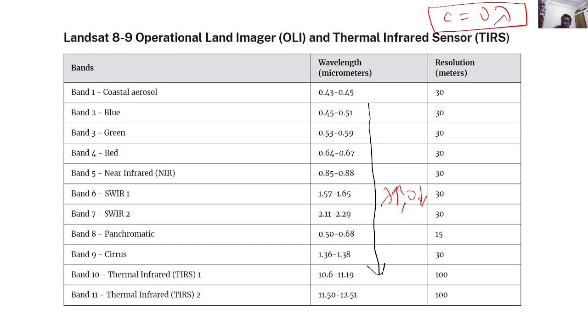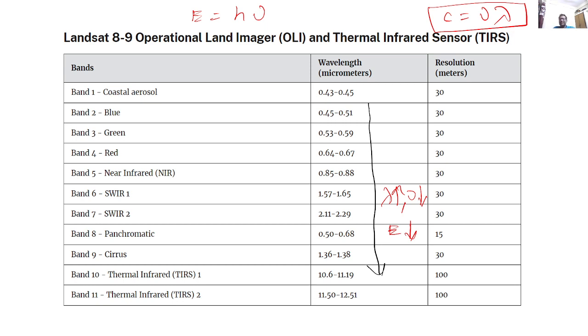So the frequency should decrease, and if the frequency is decreasing, the energy which can be detected by the sensor is equal to h nu. h is a constant, Planck's constant. Nu is decreasing, so the energy will also decrease as we move downwards. So in order to detect that small amount of energy, we would require a much larger area. And that is why the resolution is also increasing. As we move from, let us say, band 7 to band 11, the resolutions have increased for the same reason.